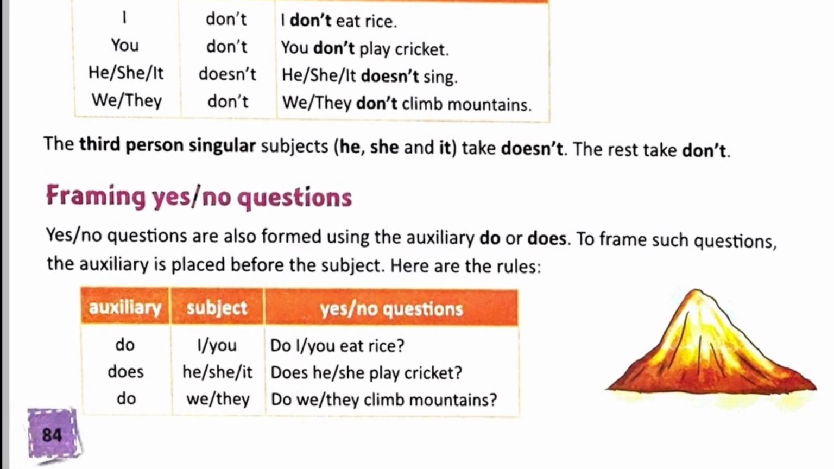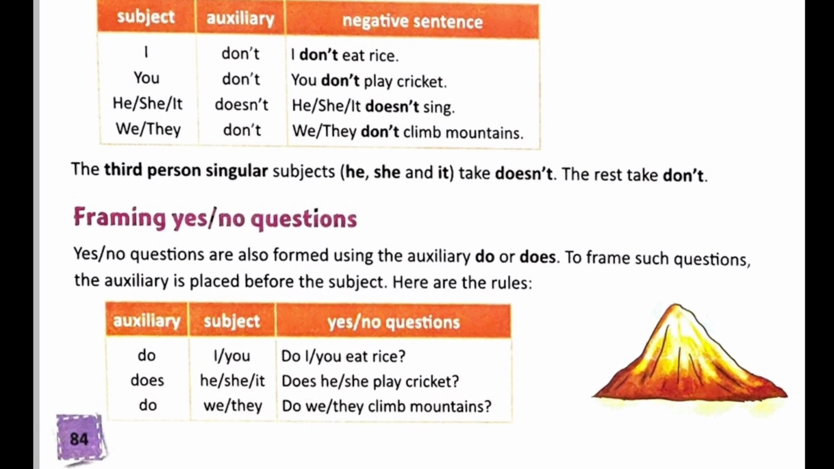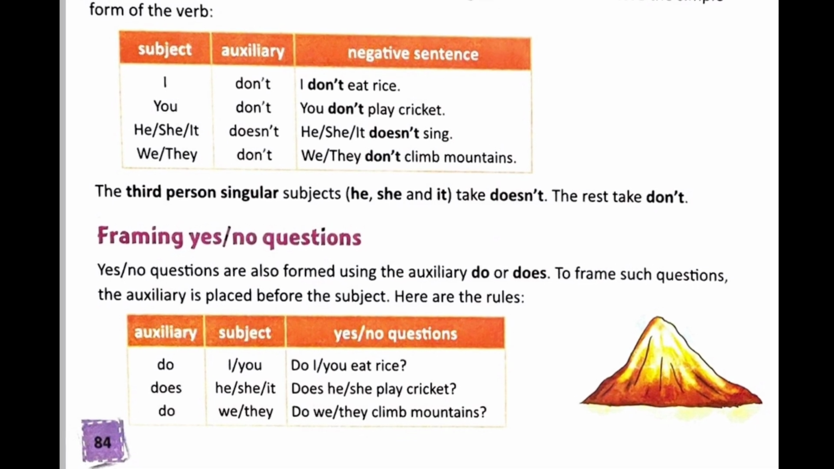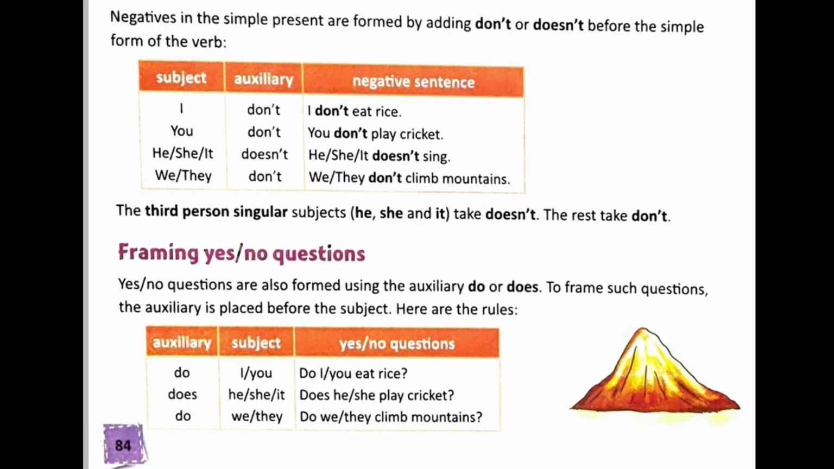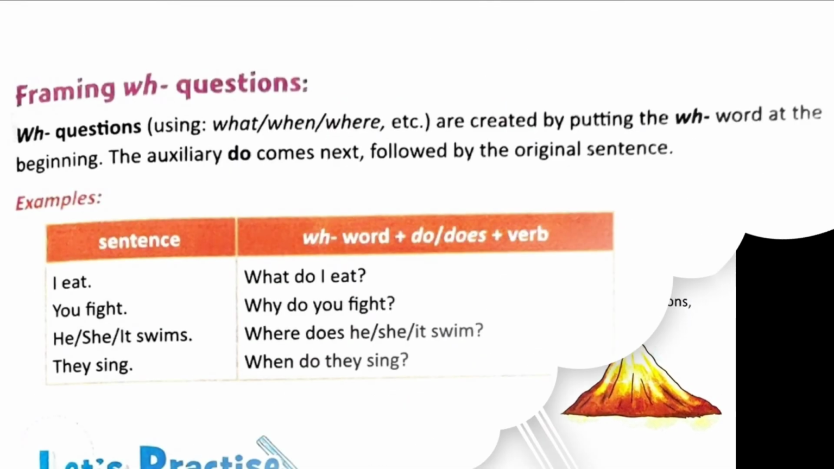So I hope it is clear to you that in order to frame yes-no questions or negative sentences, we use the helping verb which is already there like is, am, are, was, were, etc. If there is no helping verb, then we take the help of the auxiliaries do or does.